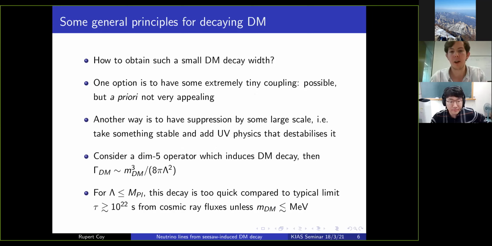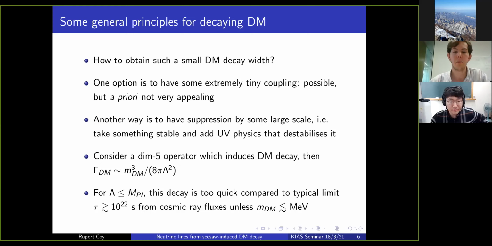But we're still left with the question: if dark matter does decay, why does it have such a long lifetime, especially compared to all the other particles that we know about? Of course, one solution to this is to introduce some extremely small couplings. This is certainly possible, but it doesn't really seem natural, and it's not very appealing from a model building perspective.